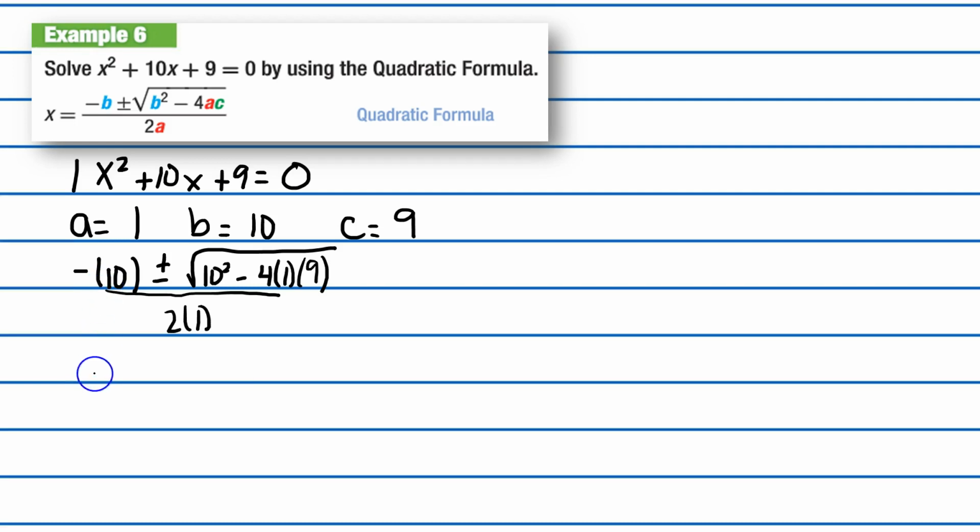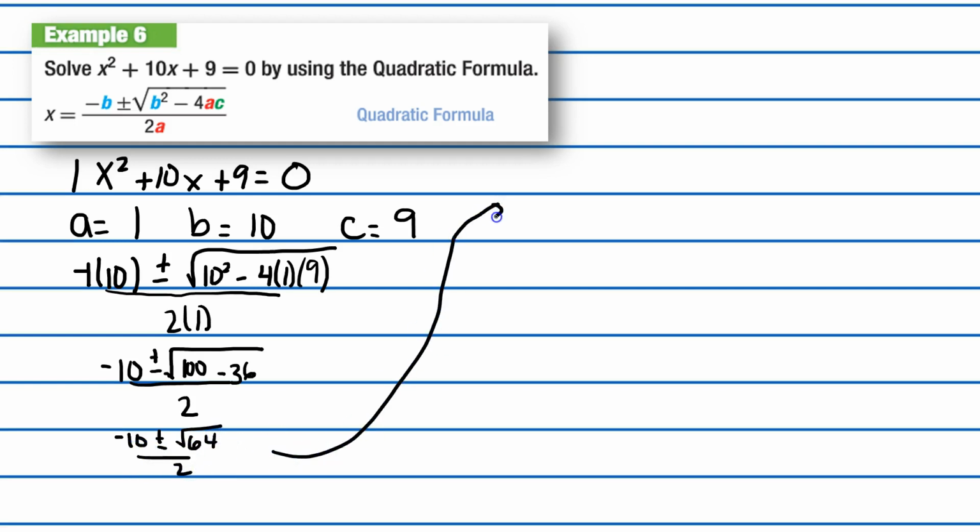Negative times 10 is just negative 10, or you can think about it as negative 1 times 10, which is negative 10, plus or minus the square root, and 10 squared is 10 times 10, which is 100, minus negative 4 times 1, which is negative 4, times 9, which will give us negative 36. And this can all be divided by 2. Then we have negative 10 plus or minus the square root of 64 divided by 2.